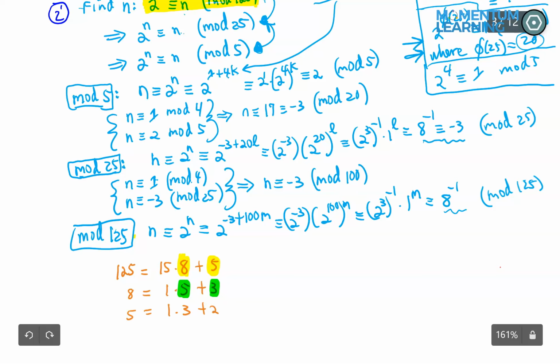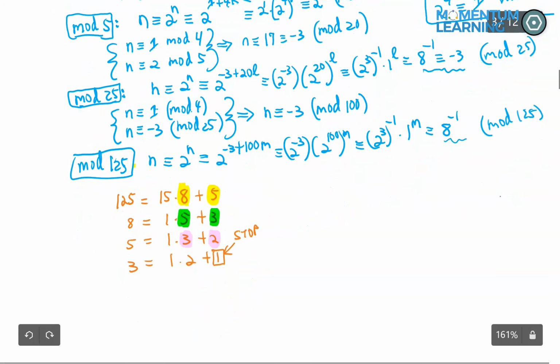We need to repeat this process until the remainder is 1. That's what the Euclidean algorithm tells us. So it's still a 2, so we need one more step. 3 is equal to 1 times 2 plus 1. Oh, thank goodness. So stop. That means a remainder of 1 means stop the process.